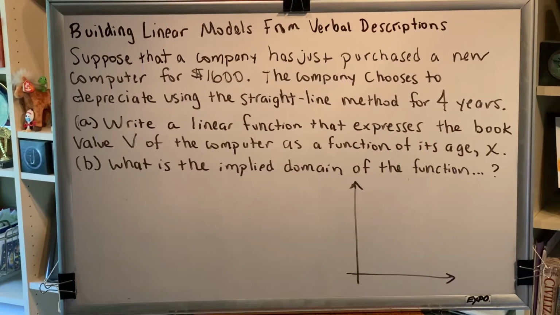Part A. Write a linear function that expresses the book value v of the computer as a function of its age, x. Part B. What is the implied domain of the function?